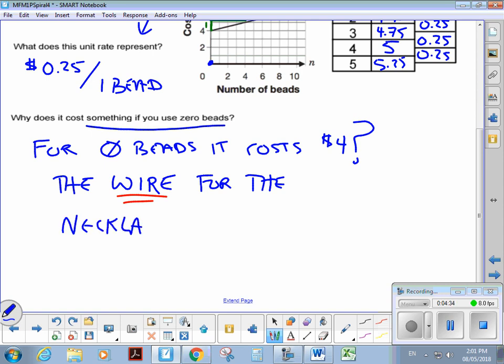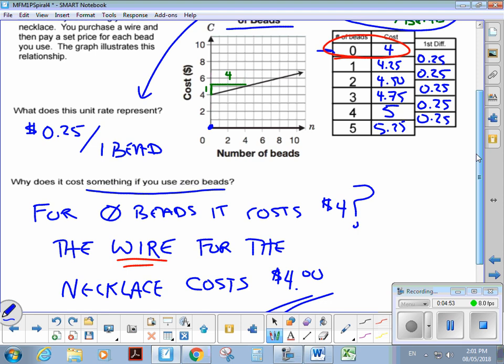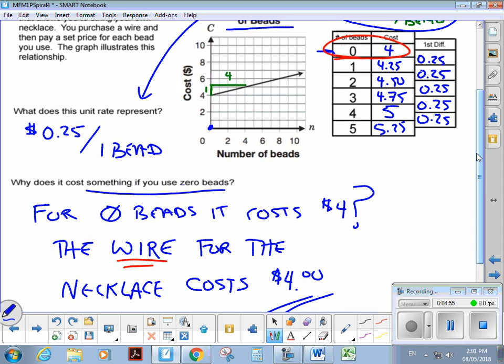The wire for the necklace costs $4. All right. So you had to pay up front. That's your initial value. You're not buying a wire each time. You bought 1 wire. So that's $4 up front and then 25 cents for each bead. All right. So that's the first relationship we're talking about.